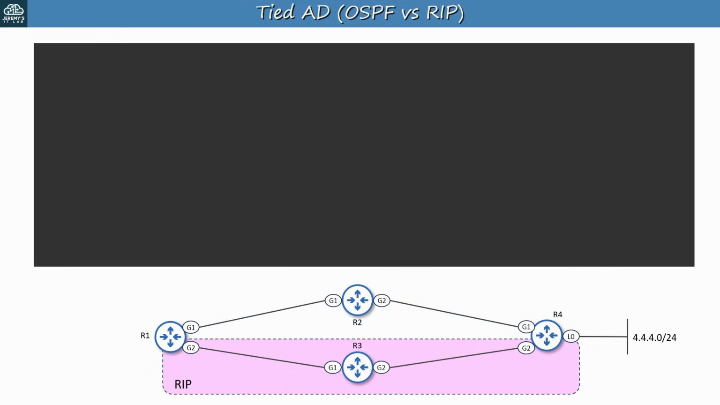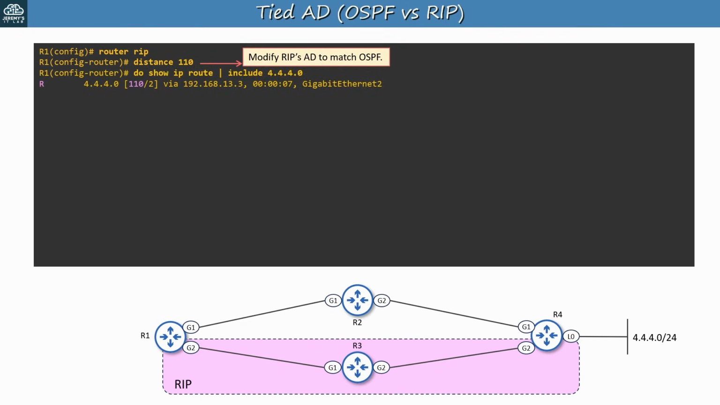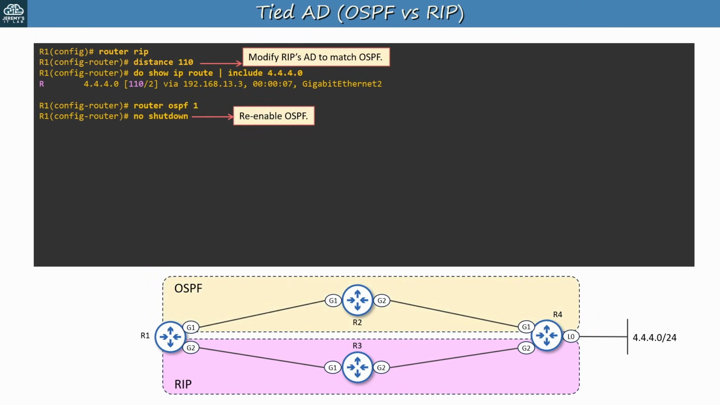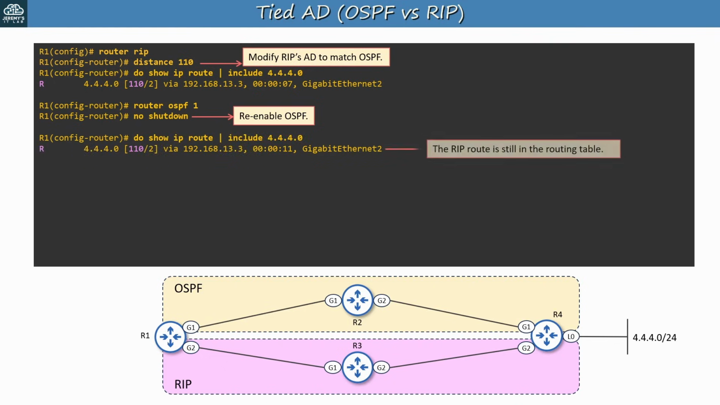Let's look at another example, this time with OSPF and RIP. I currently have OSPF disabled. Only RIP is running on R1. First, I modify RIP's AD to match OSPF's. Here's the route in the routing table with an AD of 110. Next, I re-enabled OSPF. What do you think happens next? If you're like me, you'd probably expect the OSPF route to be used. Nope, the RIP route remains in the table.